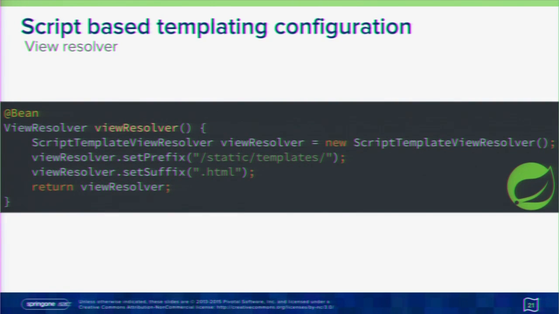The next step, like with any other Spring MVC view technology, you need to register a view resolver. So here we specify the prefix and the suffix for the template. So we're creating a new script template view resolver, and we specify the /static/templates prefix and the .html suffix in order to, when we return the home view name, it will try to find in the class path the /static/templates/home.html. So nothing specific to this technology except that you have to create a script template view resolver instance.